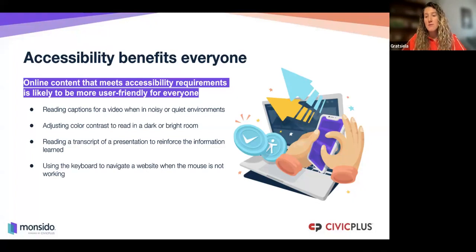Also, people do not always use the mouse. Maybe their mouse is broken. Maybe they don't have a mouse available at the moment. Maybe their trackpad on their computer is currently not working. So making sure that your website is able to be navigated by a keyboard is also benefiting everybody.